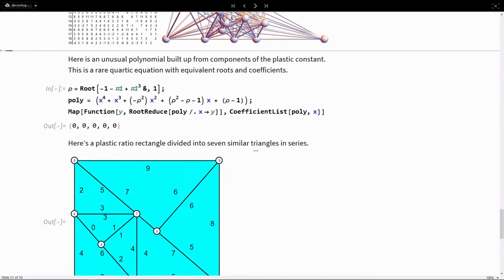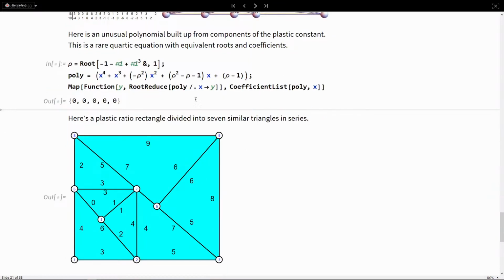Here's a polynomial, x to the fourth plus x to the third plus the square of the plastic constant plus this root of the plastic constant plus the plastic constant minus 1. Well, it turns out that the coefficients of this polynomial are also the roots. And this is something that's very rare with polynomials. But it turns out that the plastic constant is able to provide a solution.